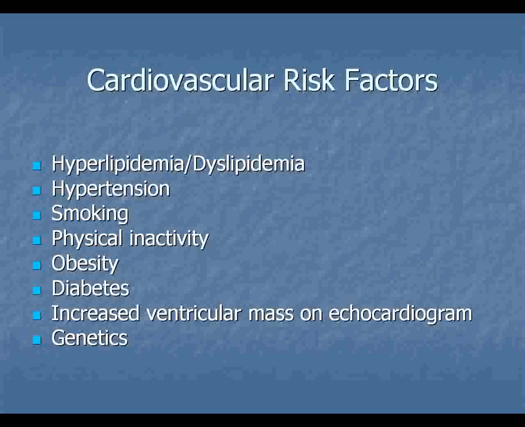So what cardiovascular risk factors do we have when we're talking about kids with pediatric obesity? Of course, we have hyperlipidemia or dyslipidemia, those with hypertension. Then we throw in some of these other cardiovascular risk factors of smoking, physical inactivity, the obesity, which is what we're talking about today, type 2 diabetes, echocardiograms that suggest an increased ventricular mass, which is also a known risk factor. And then the genetics, just having that genetic workup or the relatives with the significant risk for coronary artery disease.